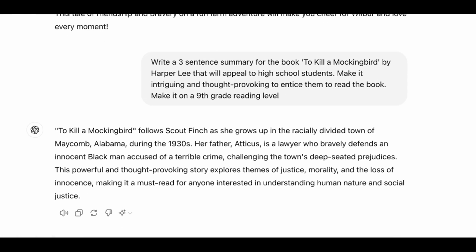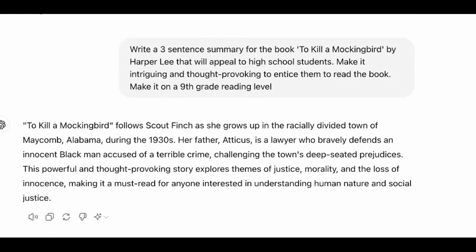So it says here, To Kill a Mockingbird follows Scout Finch as she grows up in the racially divided town of Maycomb, Alabama in the 1930s. Her father, Atticus, is a lawyer who bravely defends an innocent Black man accused of a terrible crime, challenging the town's deep-seated prejudices. This powerful and thought-provoking story explores themes of justice, morality, and the loss of innocence. This is a must-read for anyone interested in understanding human nature and social justice. So easy to do and just will change how you do things.